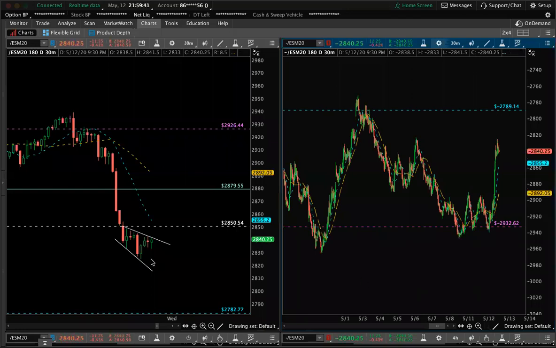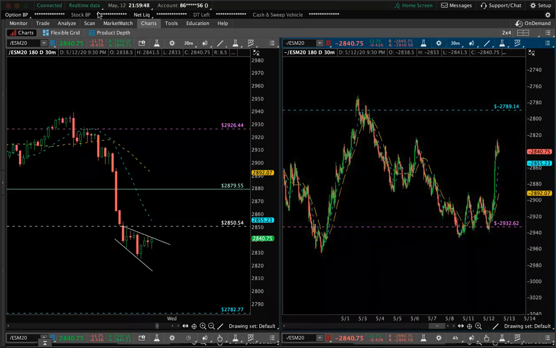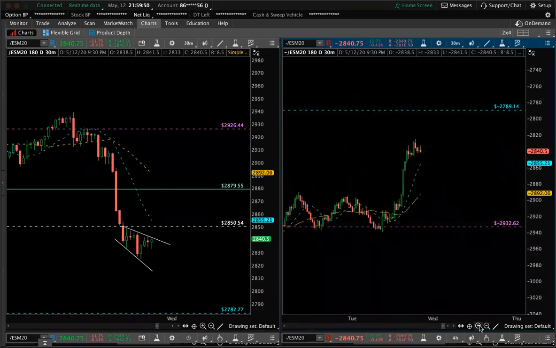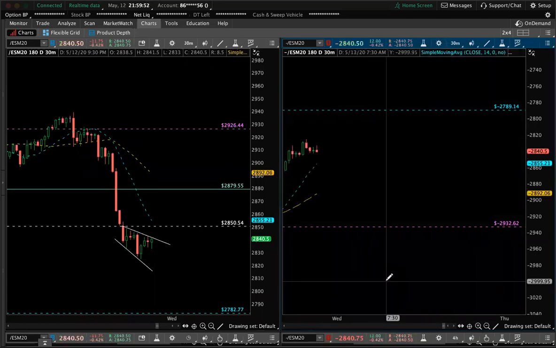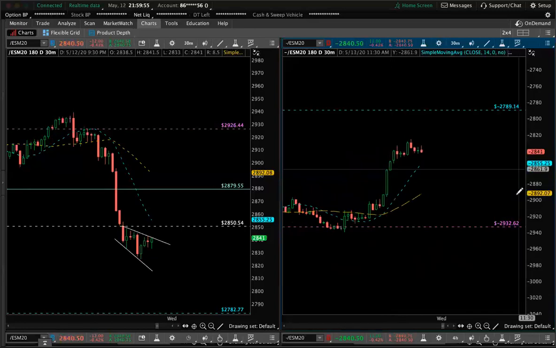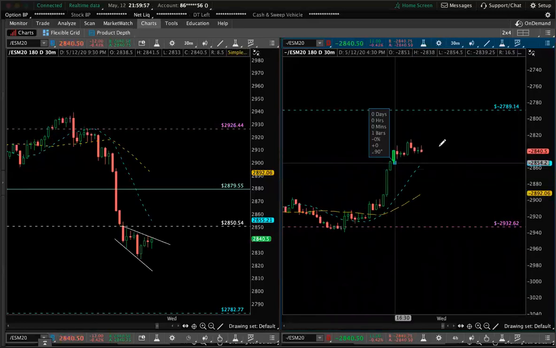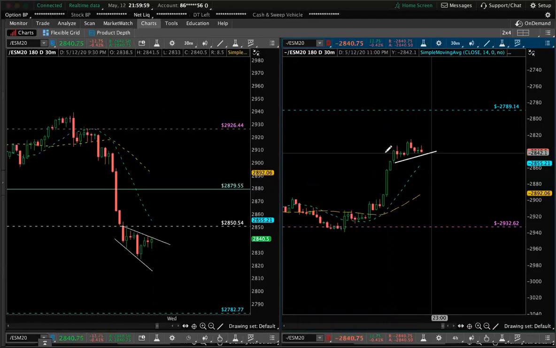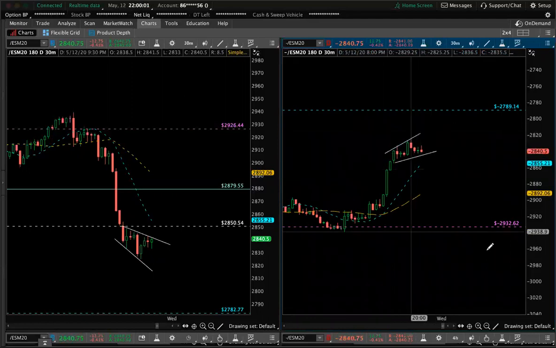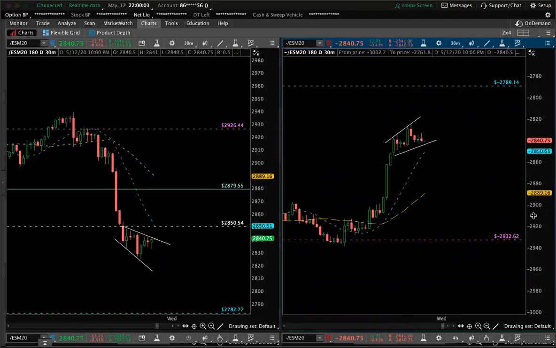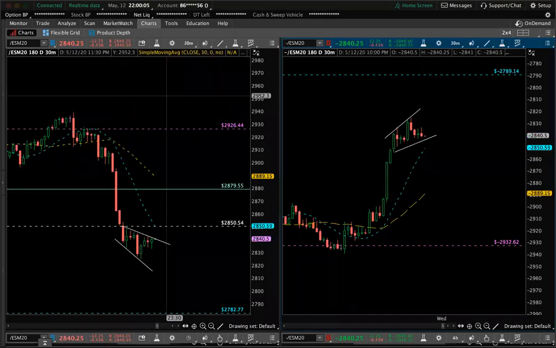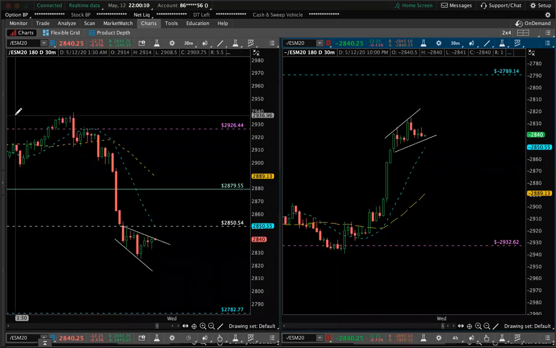Go ahead, ask your questions if you need to regarding the 14 and 30. I'm just trying to get it set up. There we go. Yeah, actually it is the same. 14 is blue. 30 is always the yellow.